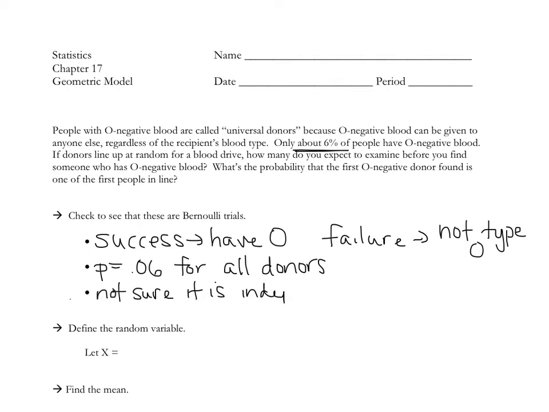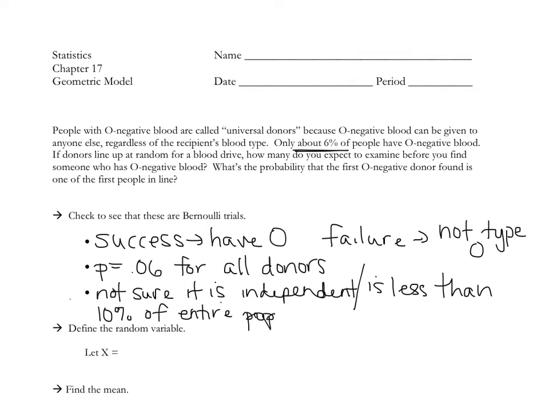But since our population is less than 10% of our entire population, we are okay. Again, if we're not sure it's independent, it needs to be 10% or less of the entire population. So figure if I only have 200 people coming to my blood drive, there are millions of people in the world, so 200 is definitely less than 10% of all the possible people who could donate.